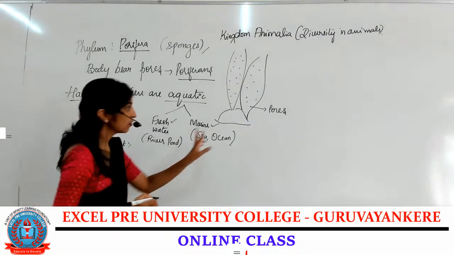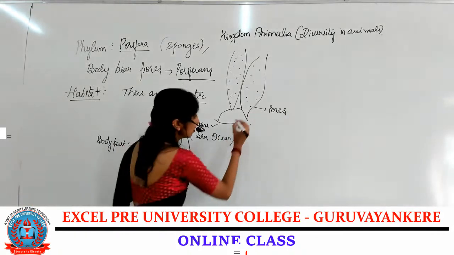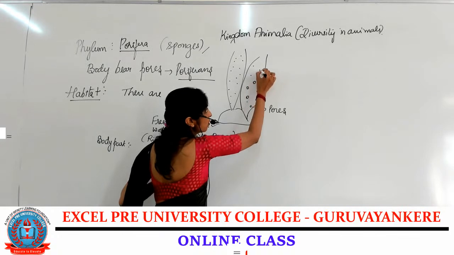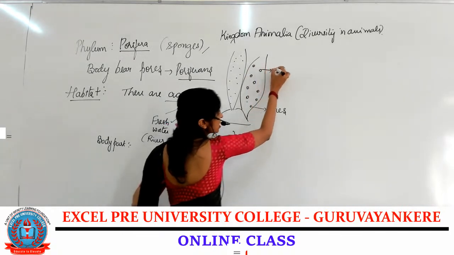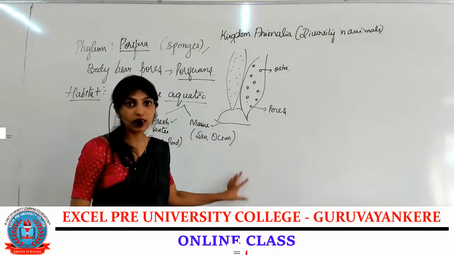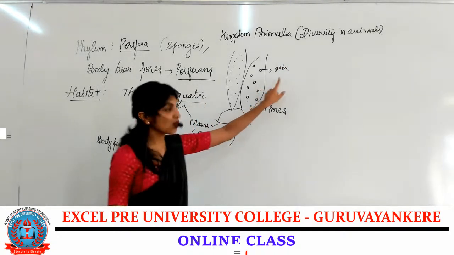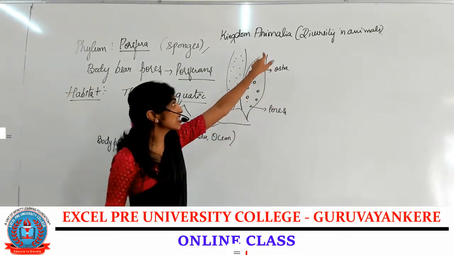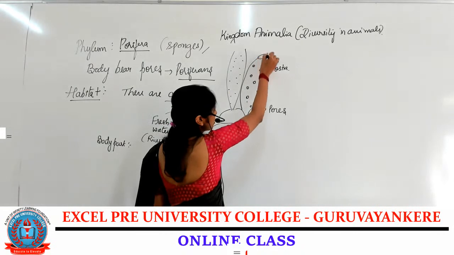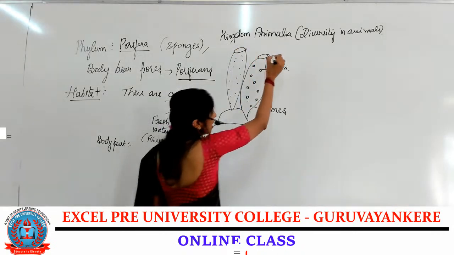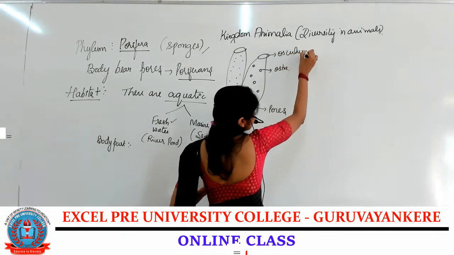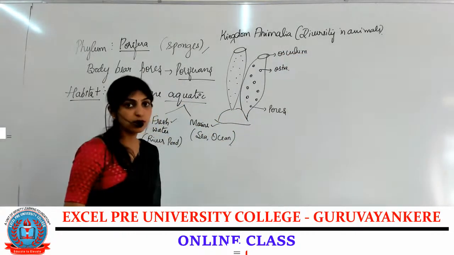Body parts. I have told you the animal bears pores, openings, and that pore is called ostia. What is that pore called? Ostia. It has a mouth-like structure opening here. You can see it has a wide opening, a mouth-like structure, and that is called osculum.